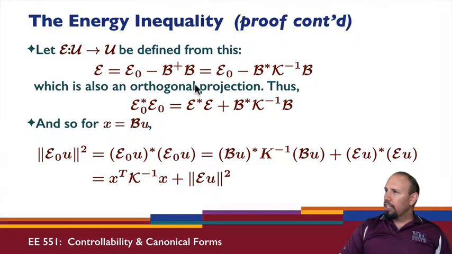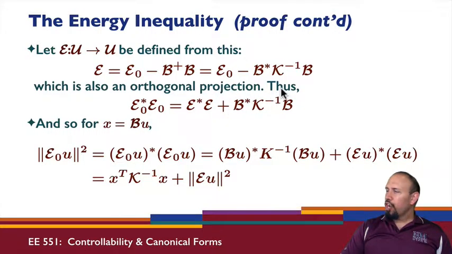I can also go through and show that this is also an orthogonal projection. So E naught is an orthogonal projection. I'm sorry, this is self-adjoint. But we can go through and show that because of the way E naught works with B, this is in fact a projection. That is, if I do this and do it again, I get the same result as if I just did it once. So anyway, this is an orthogonal projection. It's a little complicated.